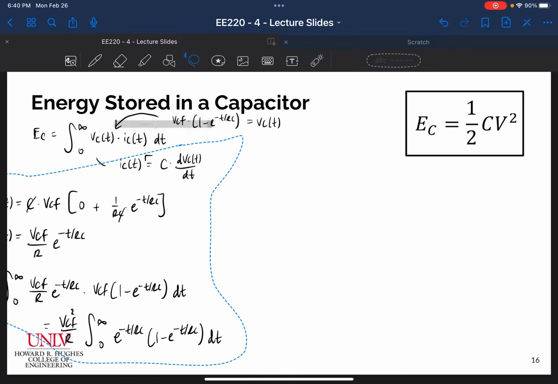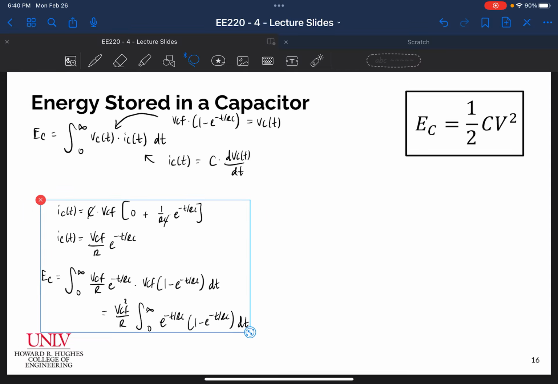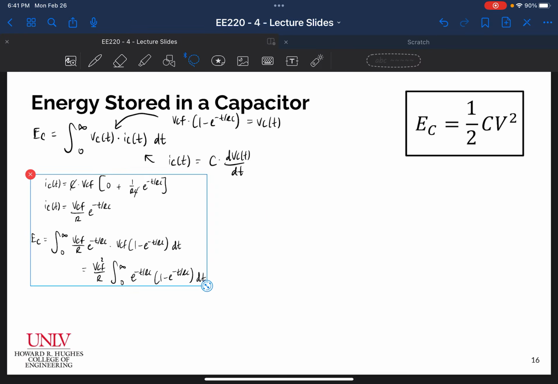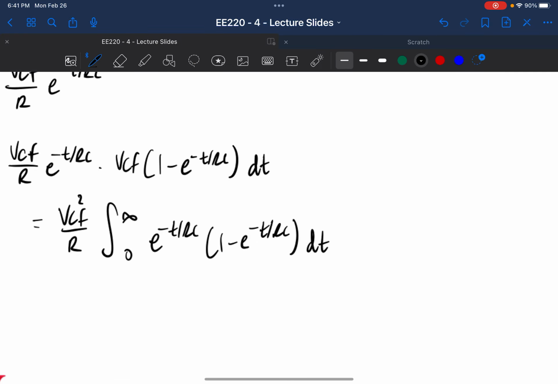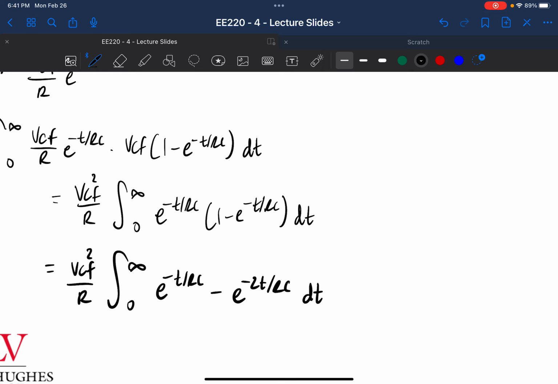Let me go ahead and minimize some of this just so that I have more room. So I'll move that there, and I'll keep going. If I factor this, I get VCF squared over R times the integral from 0 to infinity, e to the minus t over RC minus e to the minus 2t over RC dt.